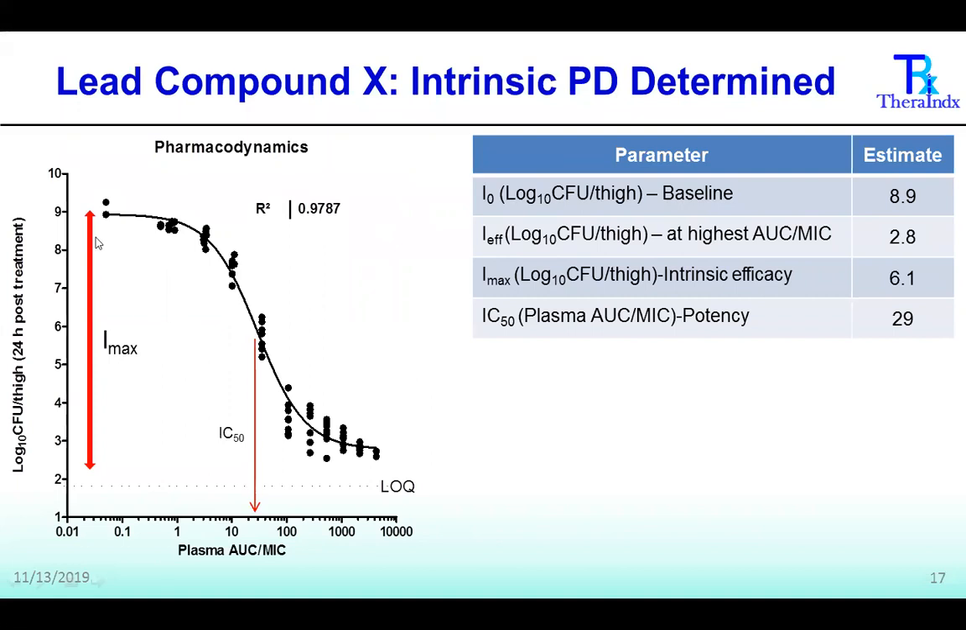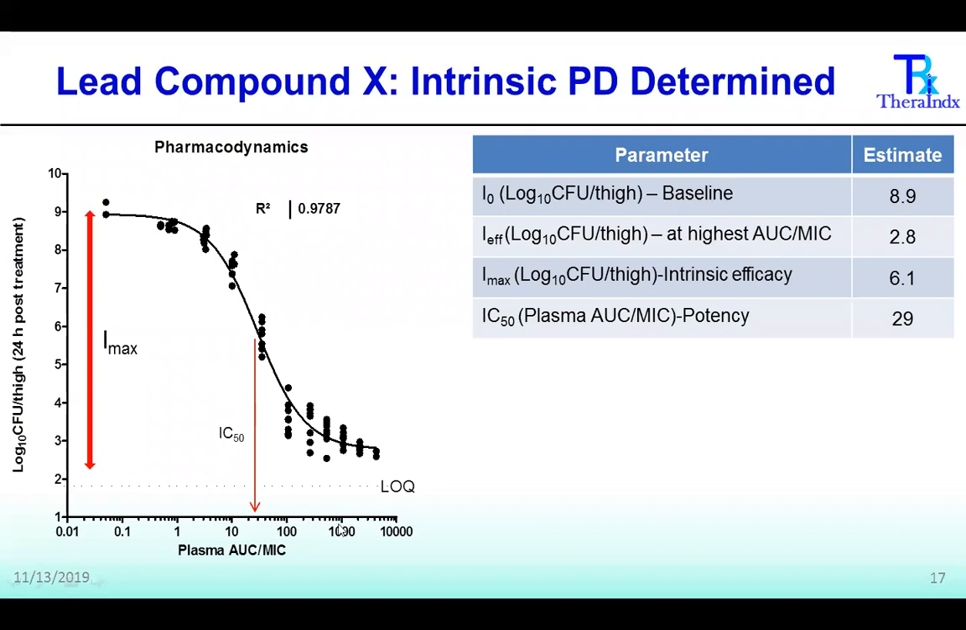This graph shows a plot of the bacterial numbers at 24 hours plotted against plasma AUC by MIC. The reason plasma AUC by MIC is plotted against the bacterial counts here is that we observed there was not much of a correlation between peak concentrations and the time above MIC. If you look at the behavior of the graph, it's a classic sigmoidal dose response curve, starting with no effect in the absence of the compound. That's the baseline effect, close to 9 logs at 24 hours.